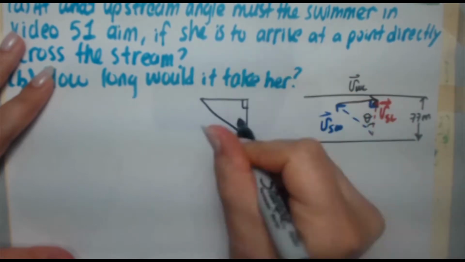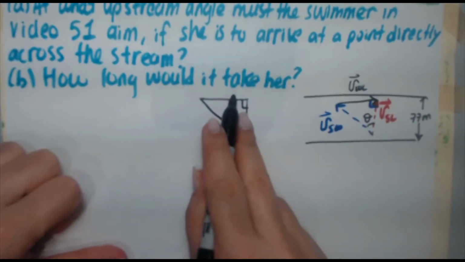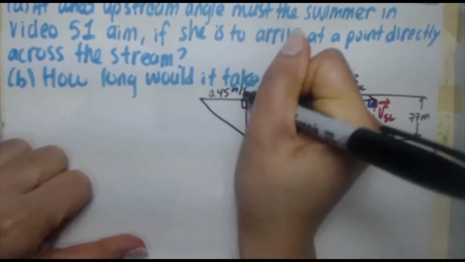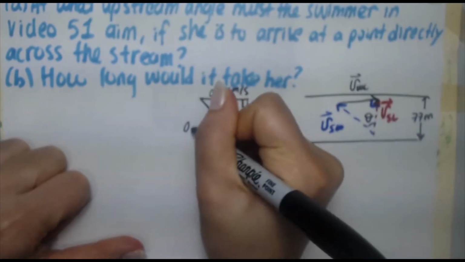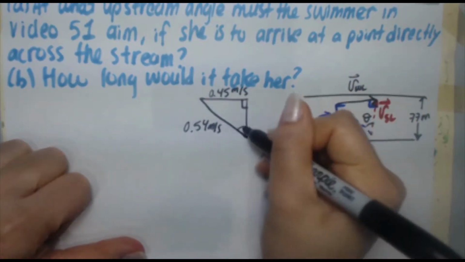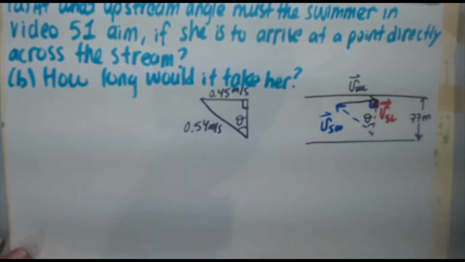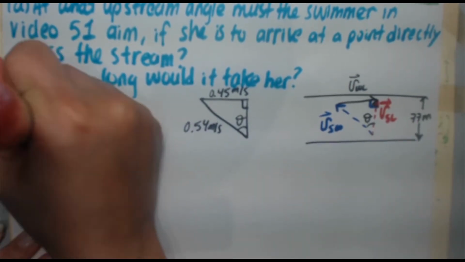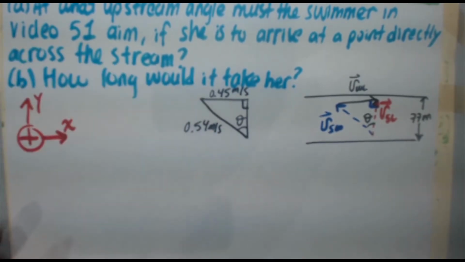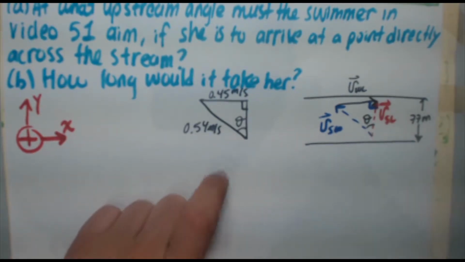This side of the triangle is the water relative to the land. The water is moving at 0.45 meters per second. The swimmer can swim at 0.54 meters per second, and we're trying to find this unknown side and this angle. Now, as usual, we're going to define our positive direction. So right will be positive x, up will be positive y, and it's a simple trig problem at this point.